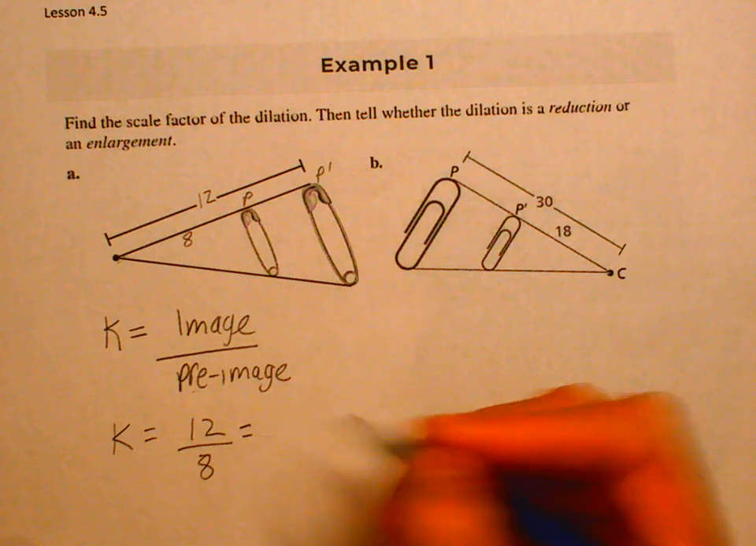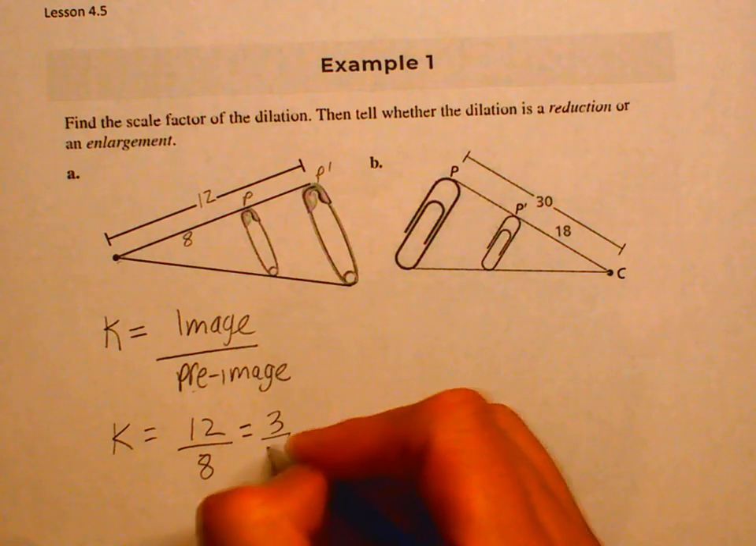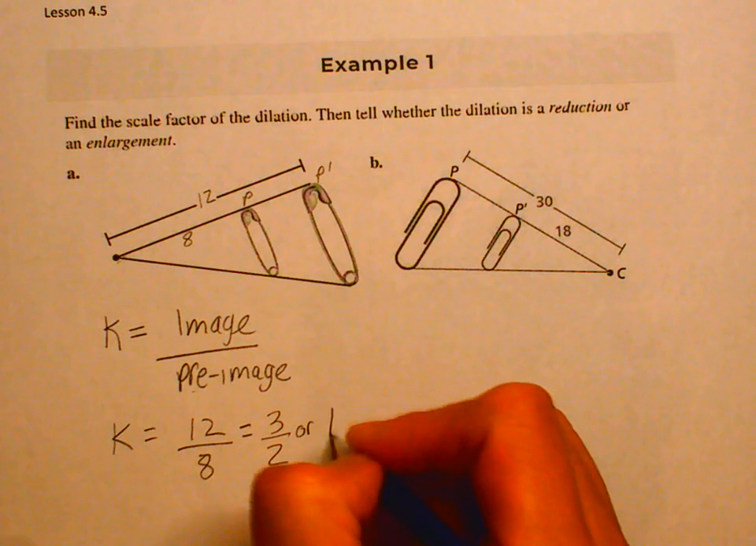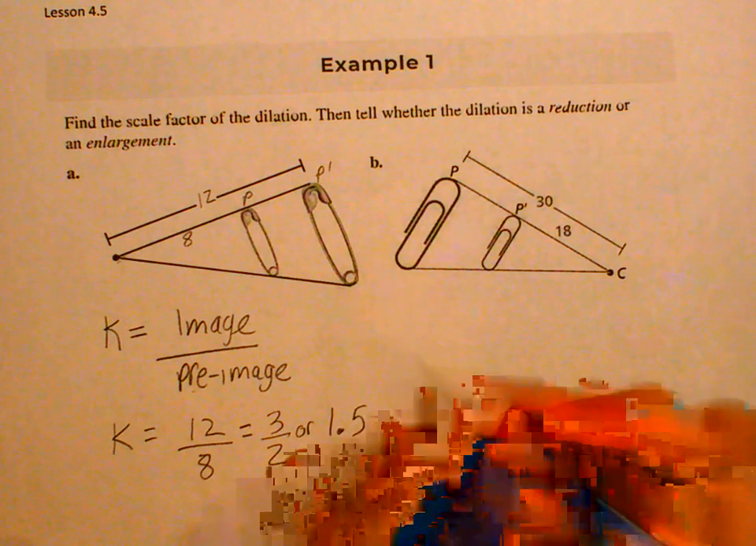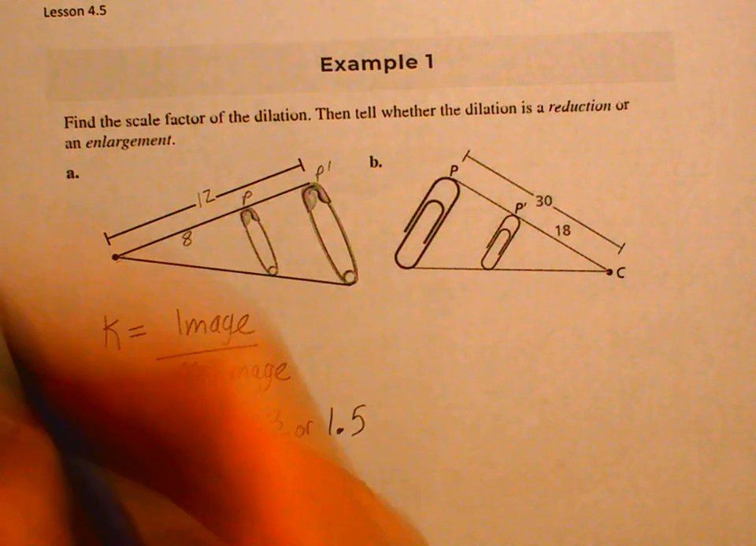So I have two options. I can just simply reduce this by 4, or I can give a decimal. Both of these scale factors work. And that's for A.